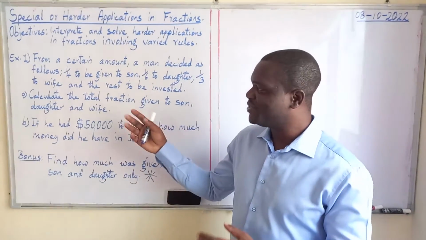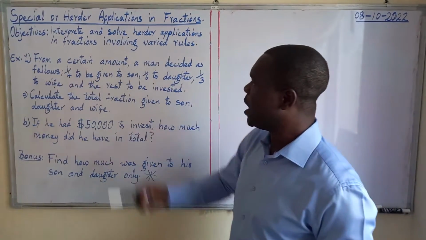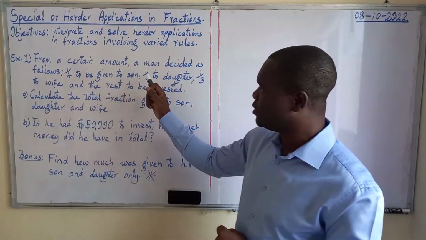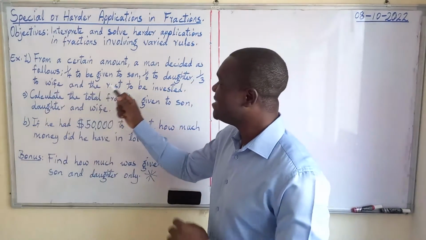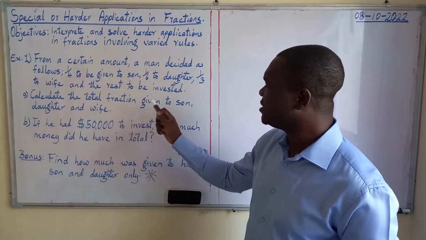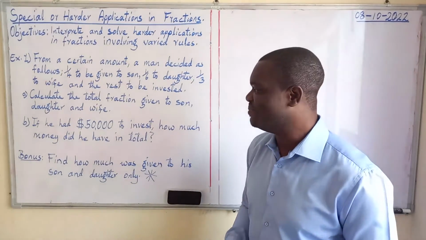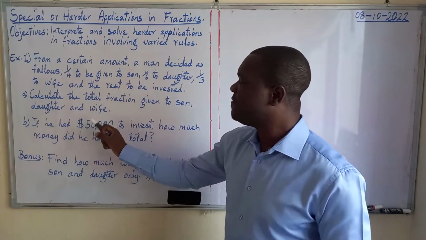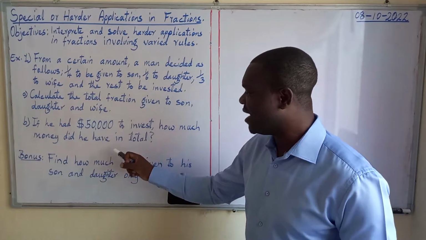Before we solve, let's read and understand it so that we can know what to do. The question says, from a certain amount, a man decided as follows: 1/4 to be given to the son, 1/6 to the daughter, 1/3 to the wife, and the rest to be invested. A. Calculate the total fraction given to son, daughter, and wife. I think at this level it's very simple. Now let's go to the second part of the question, which says, if he had $50,000 to invest, how much money did he have in total?